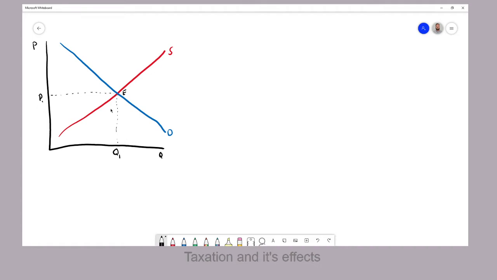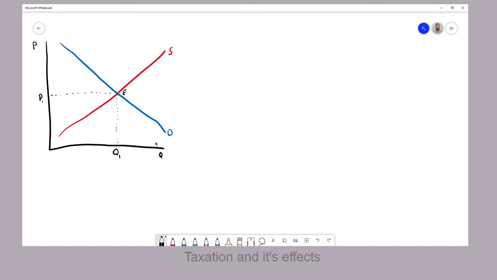P1. And I want to talk about what's going to happen when we put a tax on this good in question. So whatever this good, this supply and demand is, we're going to go ahead and put a tax on that good. It could be a sales tax, an excise tax, a usage tax, what have you, but we're going to put a tax on that good.